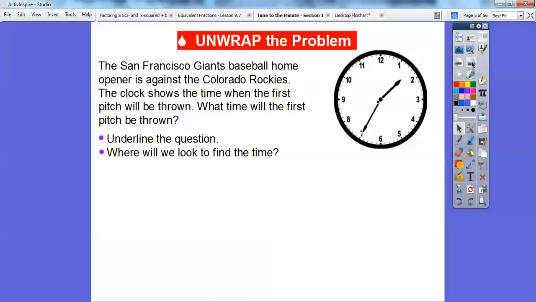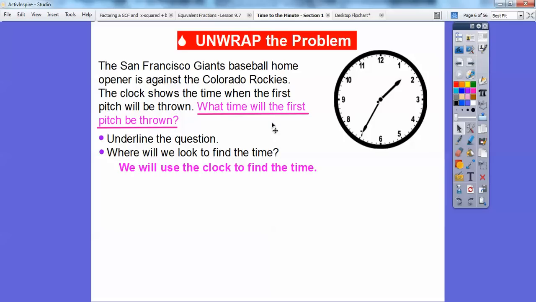So let's underline the question, and where will we look to find the time? Okay, so we're going to underline that. Here's the question, what time will the first pitch be thrown? And we're going to look at this clock right over here to find the time. This clock is going to tell us the time right here.